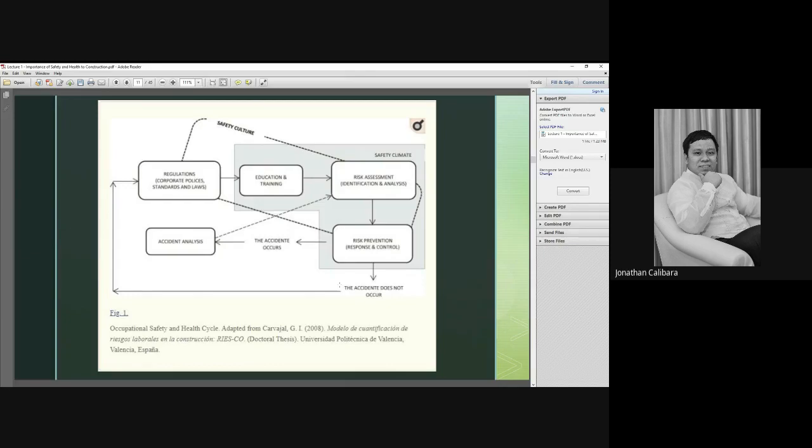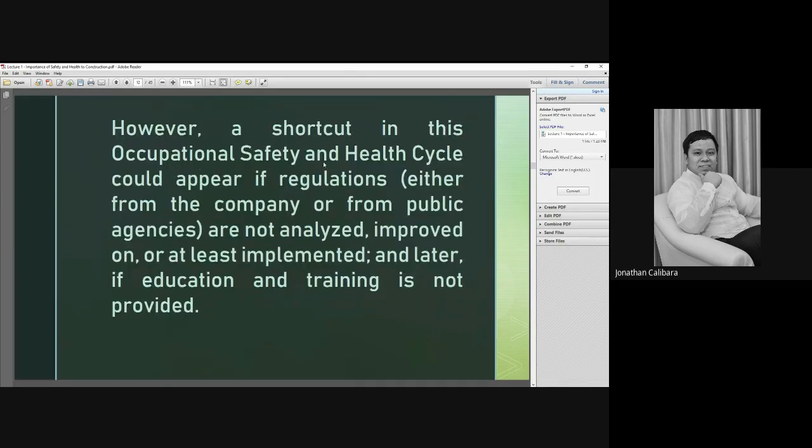So, if you try to check, no, in the cycle, there is the safety culture. Those 3 parts: regulations, risk assessment, and risk prevention. That is the most important. This is the cycle, no? Occupational safety, health, and cycle. And next, however, a shortcut in this cycle appears if regulations either from the company or from public agencies are not analyzed, improved on or at least implemented, and later if education and training is not provided.